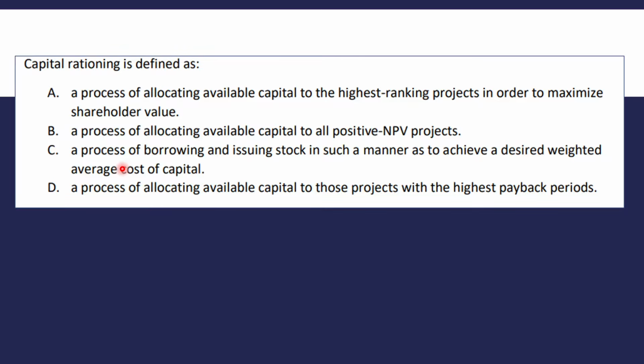Okay. Here's the next question. Capital rationing. How do you define it? Go.